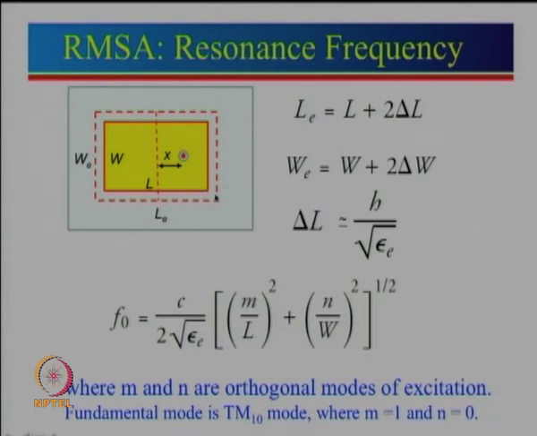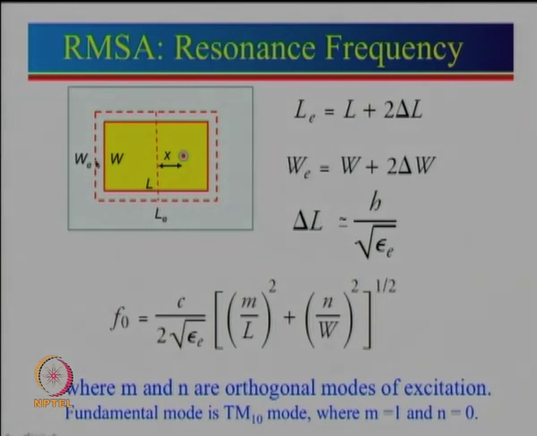So V by I, which is impedance, will be maximum. At the center the voltage will be 0 and the current will be maximum, so the impedance V by I will be 0. So along this length, either along the center or along the top, the impedance will be 0 here, and it will be maximum at the edge.